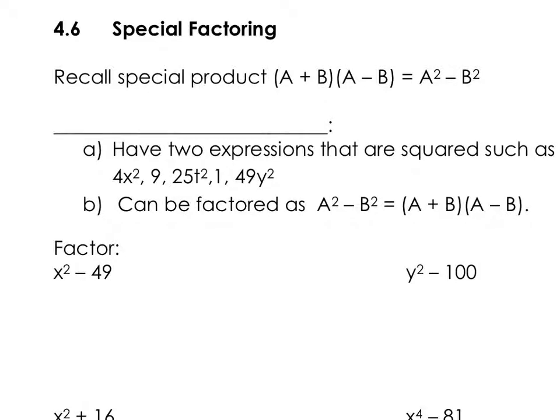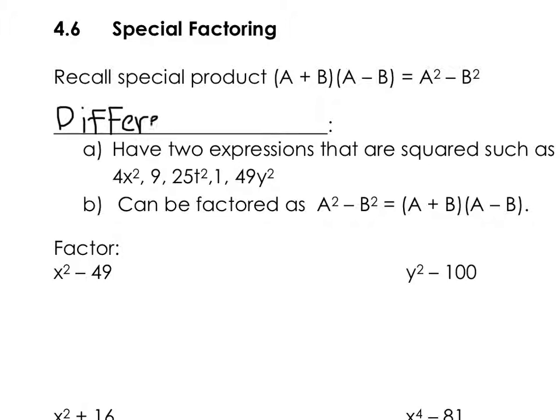Section 4.6, Special Factoring. You'll like this section because it will make you fast. Recall the special product a plus b times a minus b equals a squared minus b squared. So a squared minus b squared is called the difference because it's subtraction.